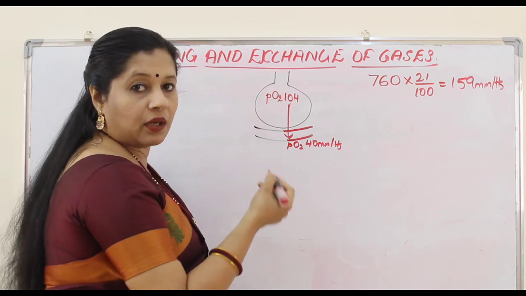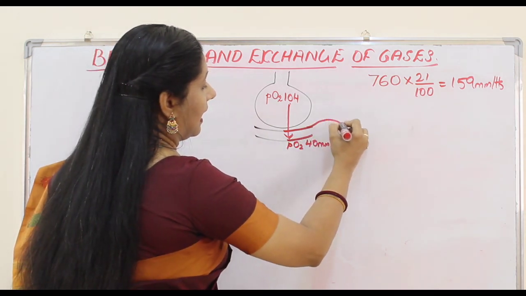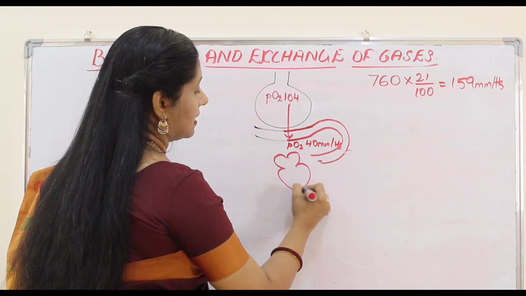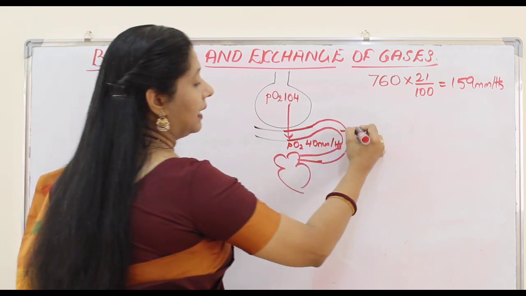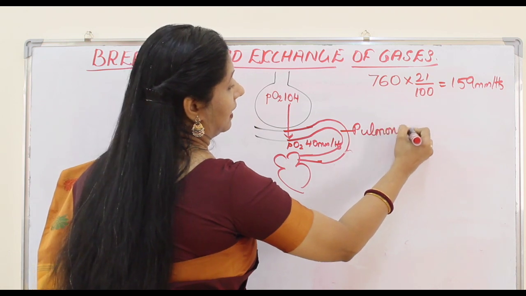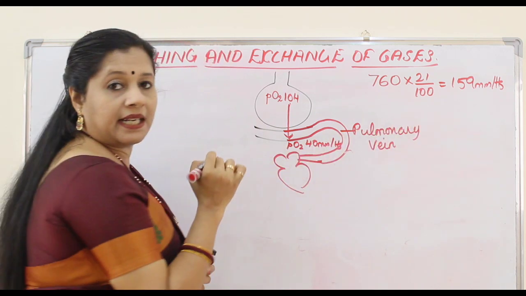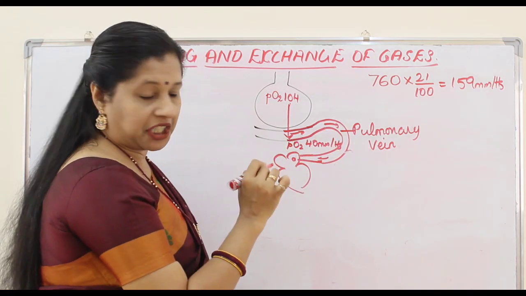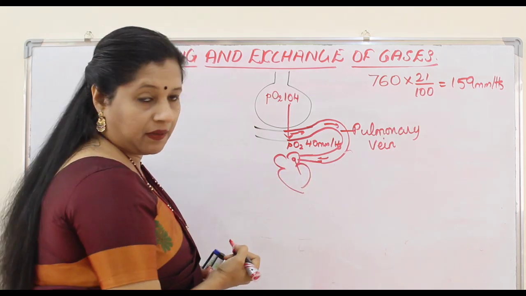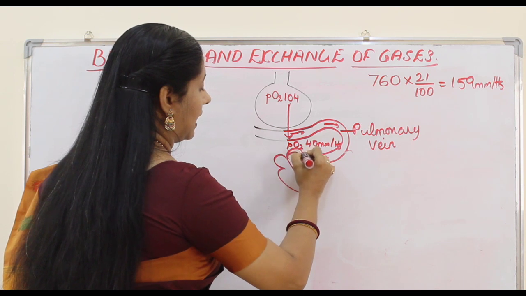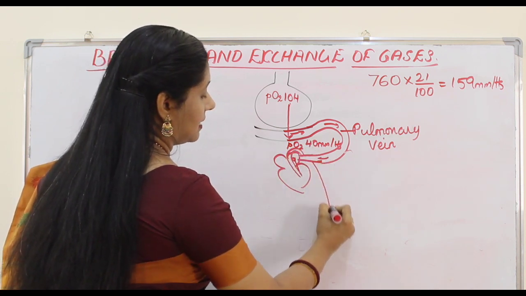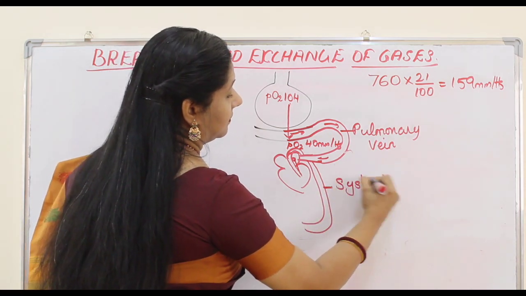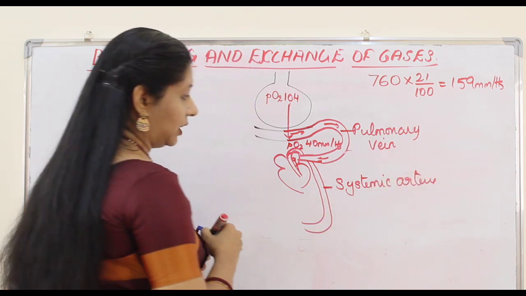Who will carry the oxygen now? Hemoglobin will carry the oxygen, but first it will go to the heart. So we know that the heart has 4 chambers. This will be the pulmonary vein. This is the only vein carrying oxygenated blood. So the pulmonary vein will be bringing it to the left atrium. Now it will go down to the left ventricle. From here, what will happen? The blood vessel called a systemic artery will take it to the tissues.